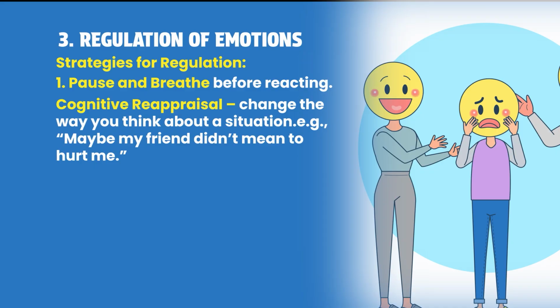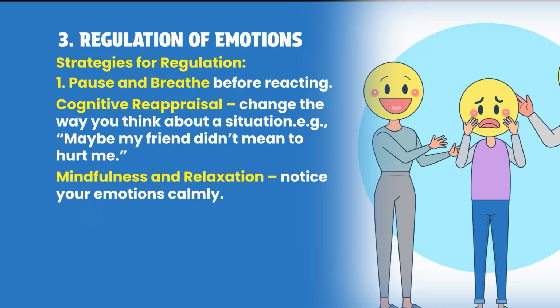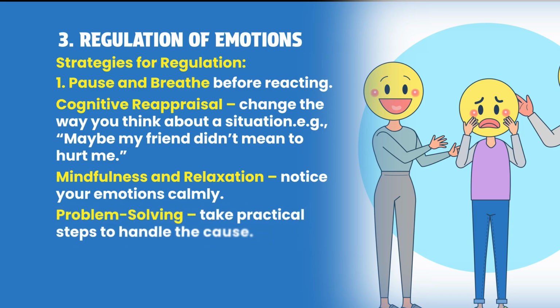through which you can handle and regulate your emotion effectively. Another strategy is mindfulness and relaxation techniques. Notice your emotion very calmly, what you are experiencing, without any judgment. Non-judgmental understanding or evaluation of your emotion can help you regulate it effectively. Then problem solving: take a practical step, understand how to handle the situation, what the causes are, and why it is happening. Then you can also regulate your emotion very effectively.